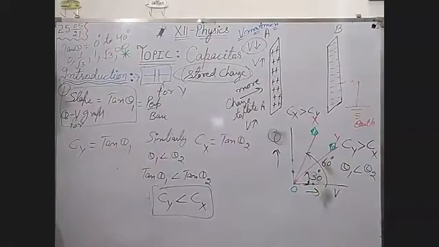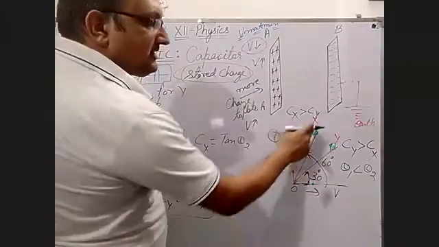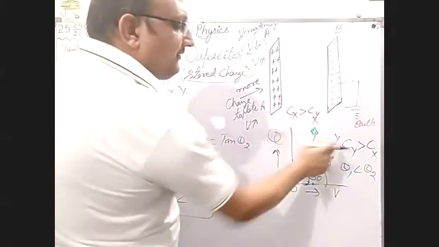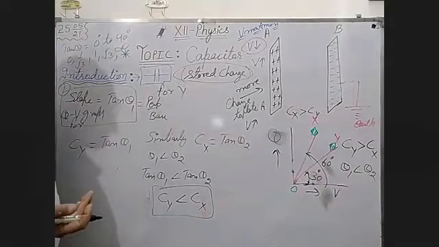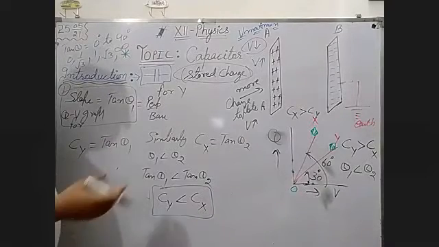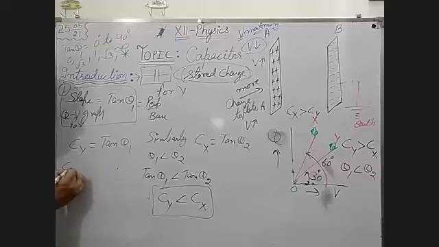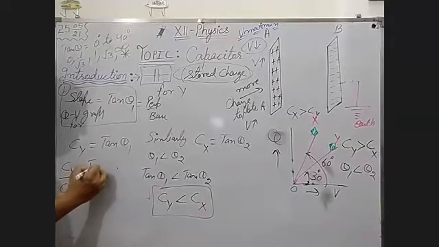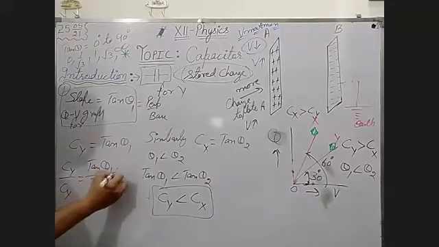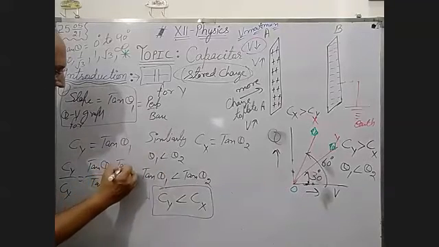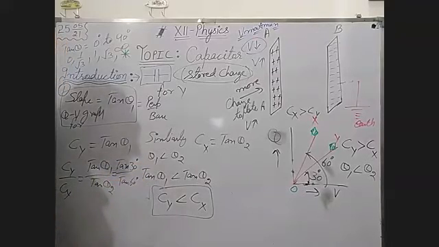Then which one value is greater? Cx value is greater. Okay, and which one value is less? Y is less. But in this, how many times? Okay, now you can do it by taking the ratio. Suppose Cy upon Cx is tangent theta 1 upon tangent theta 2. Now what is the value of theta 1? 30 degree. Now tangent 30 degree upon tangent 60 degrees.